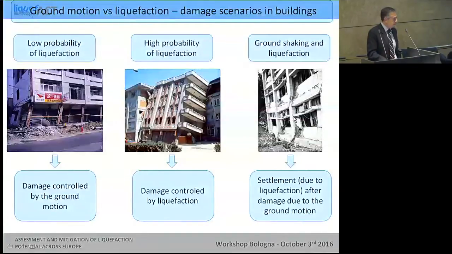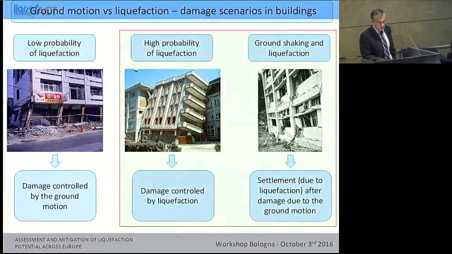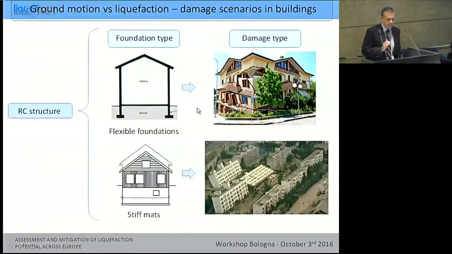And then we have the mix of the two. So settlement due to the liquefaction after the damage due to the ground shaking. And we have to deal with this numerically, and then to try to get a very simplified approach to the problem. So if you have a reinforced concrete structure, we will have, typically simplifying, foundation types like flexible foundations. That's the damage that you would expect from this situation. While in a flexible foundation, the typical Niigata movement.